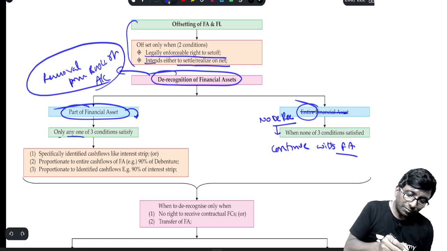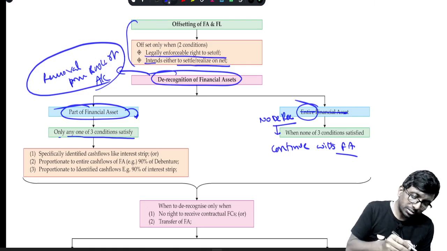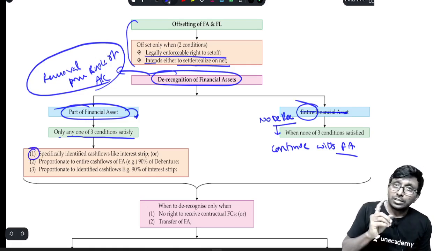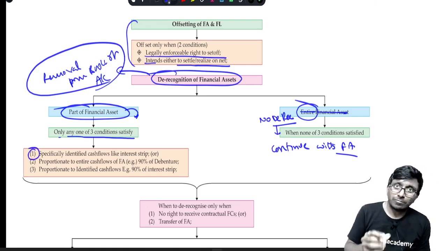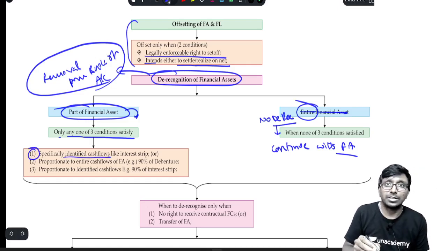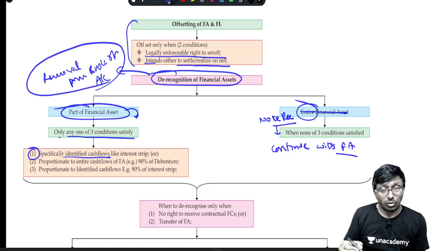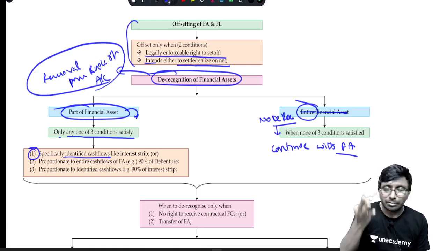Only if any one of the three conditions is satisfied. What are the three conditions? First one, right? When do you say it's a part? What are you selling? Specifically identified cash flows must be there. Like I'm selling only the interest strip, okay, or I'm selling only the principal strip.